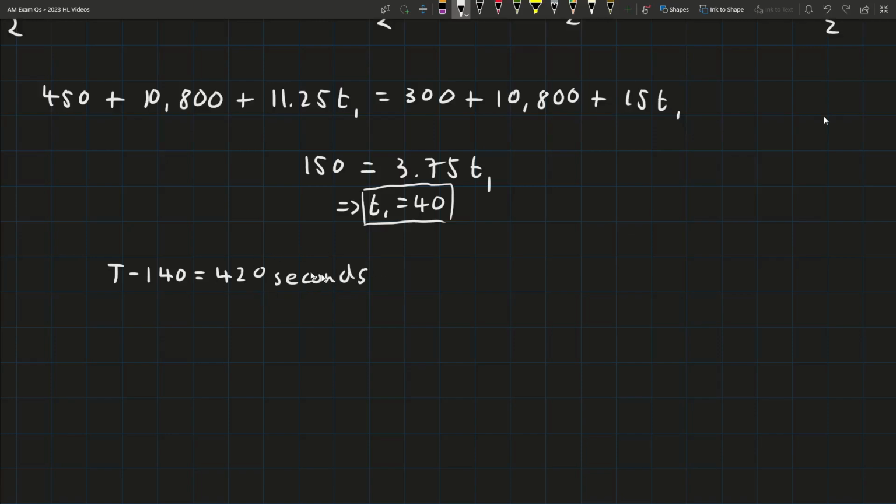We can convert this to minutes by dividing by 60. So that's equal to 7 minutes. And remember, she arrived at 8:30. So take 7 minutes away from that. That means she left her house at 8:23. And that is the answer.